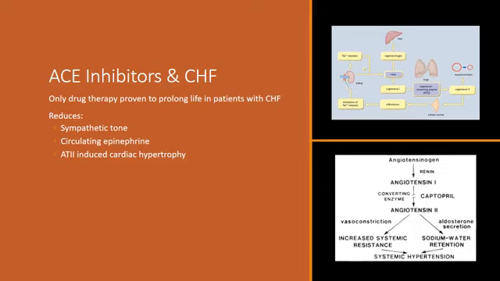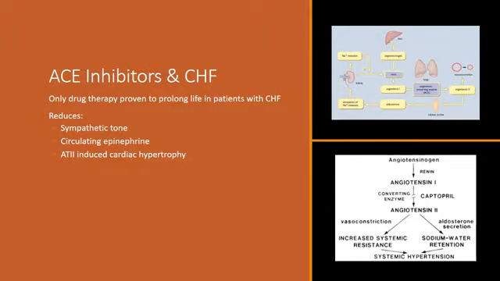ACE inhibitors are primarily one of the main tools that cardiologists and physicians use to treat congestive heart failure. And ACE inhibitors are really the only drug that's proven to prolong life in patients with CHF. ACE inhibitors have a couple of different actions. They reduce the sympathetic tone. They also decrease the circulating concentrations of serum epinephrine. And then the other main effect that they have is they actually help reduce the remodeling of the heart, and that can reverse some of the hypertrophic effects that we discussed previously.